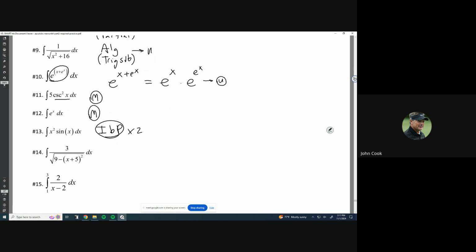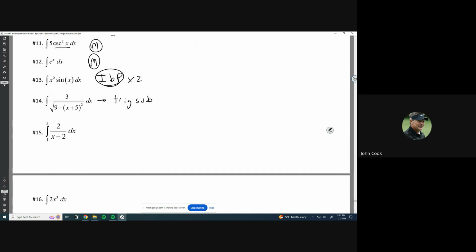14 would be another trig substitution, although it could be a memorized one if you want. I think this ends up being arc sine or something close to that. But if you didn't spot that initially, you could just say that this is going to be a trig sub. And trig subs are just like u substitutions. So you just work through it. It's not that bad.